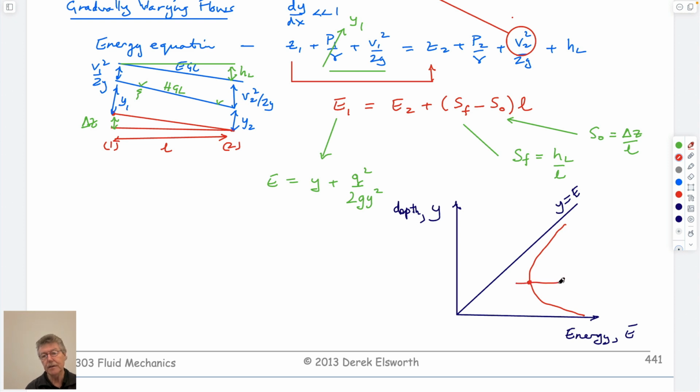So this point here was where the Froude number equals 1. This was Froude number less than 1, so-called subcritical. And this was Froude number greater than 1, so-called supercritical.